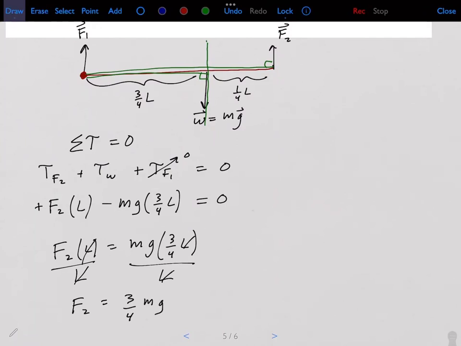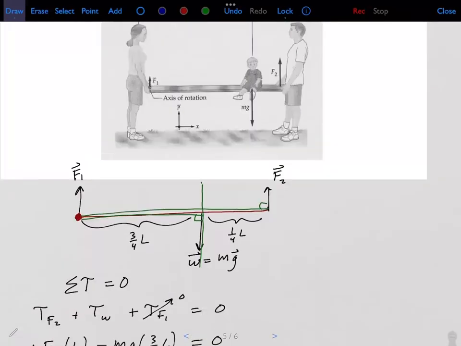So basically, remember, mg is the weight of the child. So 3/4 of the weight of the child has to be exerted by the person here, the male person pulling up. Because the child's sitting closer to him, it kind of makes sense. He's got to exert the larger force, and she can exert a smaller force here, right? And we found it's 3/4 of the child's weight has to be exerted at that point.